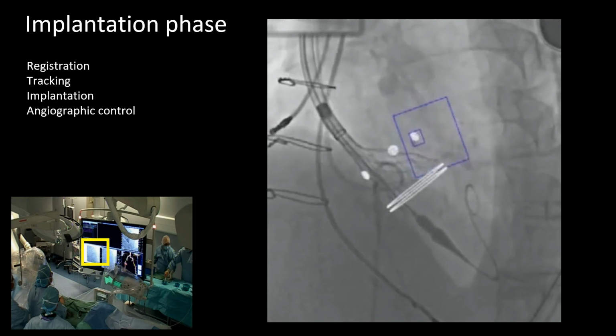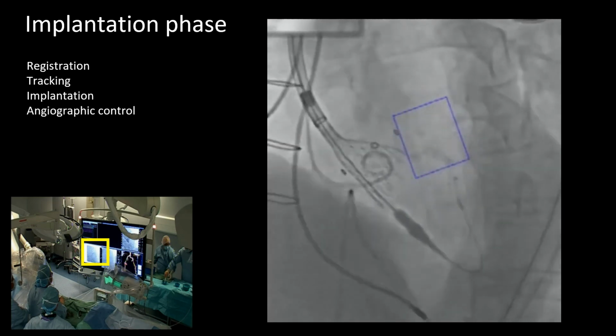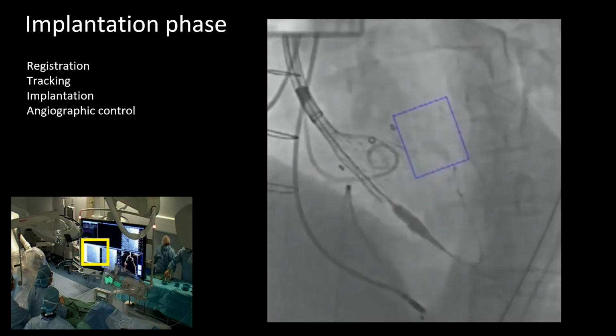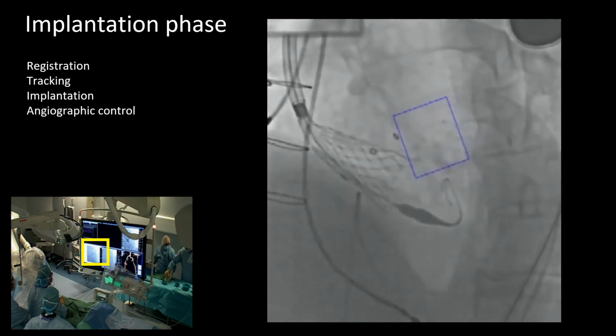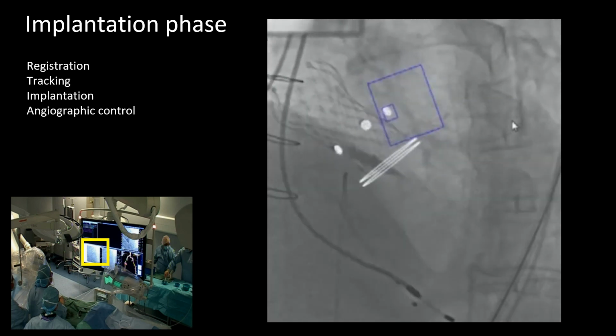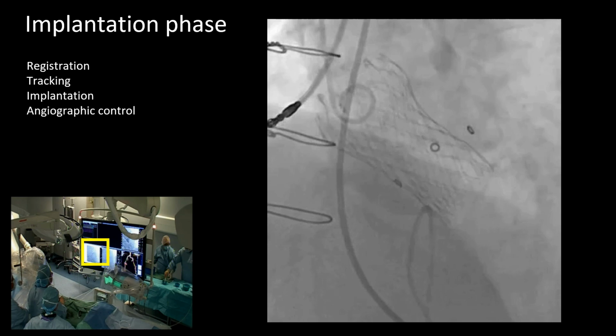The constant monitoring through the tracking allows a permanent superimposition of the image and mainly a permanent alignment of the transcatheter heart valve with the implantation plane. The angiographic evaluation after implantation demonstrates optimal implantation with no residual regurgitation.